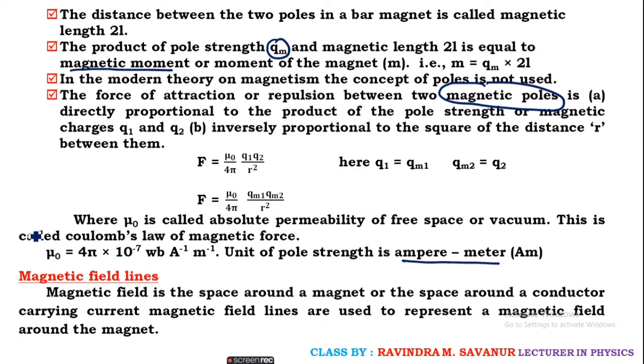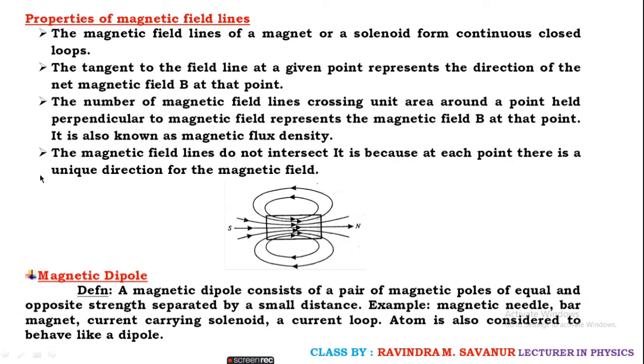After the discussion of bar magnet and magnetic dipole moment, move on to magnetic field lines. Again, magnetic field lines are what? These are imaginary lines. Magnetic field lines are used to represent the magnetic field in the space around a bar magnet or around a conductor carrying current. Here we are going to discuss some important properties of magnetic field lines.